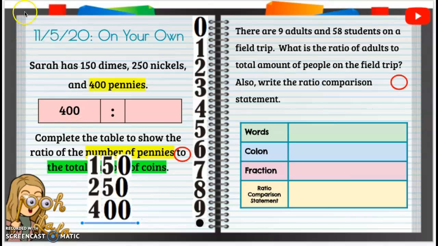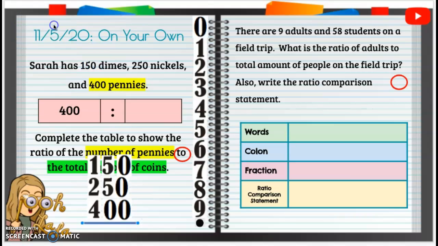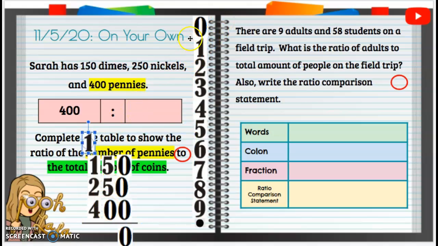If we add them all up, let's see. 0 plus 0 plus 0 is 0. 5 plus 5 plus 0 is 10. I'm going to carry that 1, drop that 0. 4 plus 2 is 6. Plus 1 is 7. Plus another one is 8. So 800 total coins. So I'm going to put 800 here.